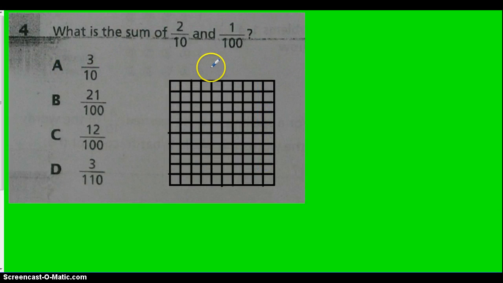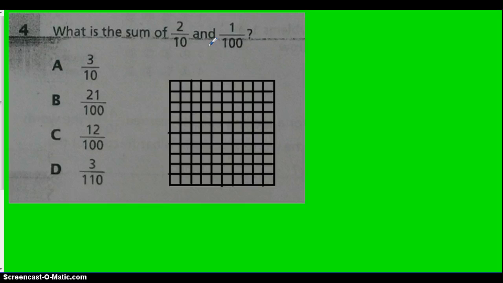What is the sum of 2/10 and 1/100th? Well, we know 2/10 is less than half, and we certainly know 1/100th is just one of these. So whatever our answer is has to be less than half. And has to be less than 3/10 because 2/10 plus 10 hundredths would be 3/10.